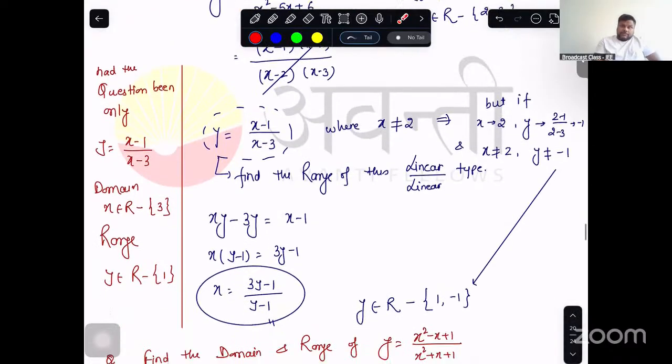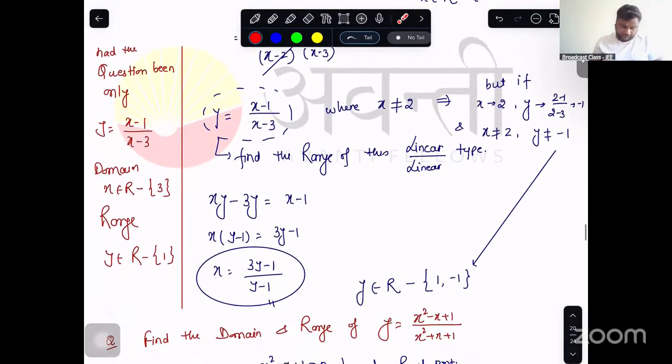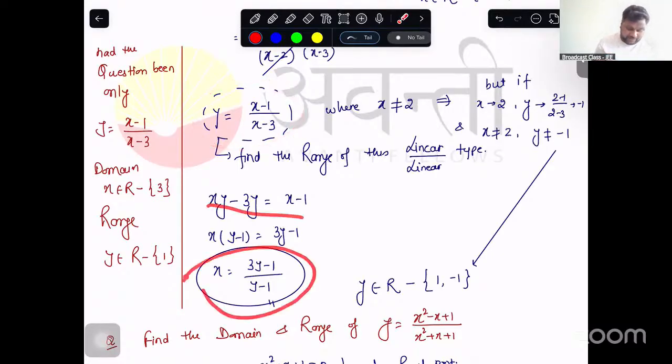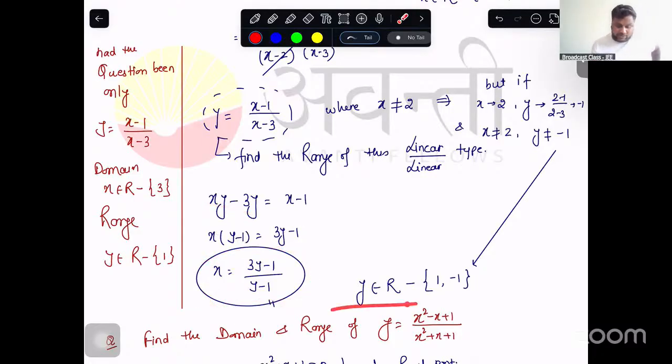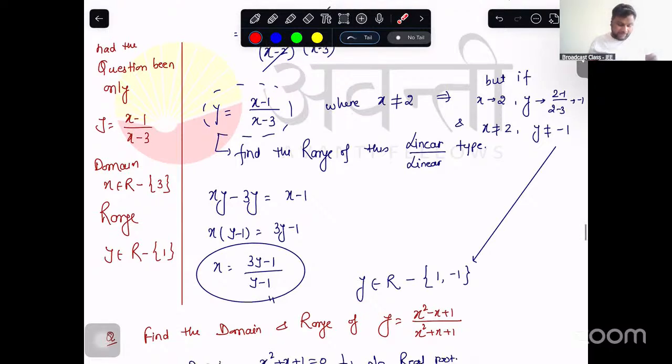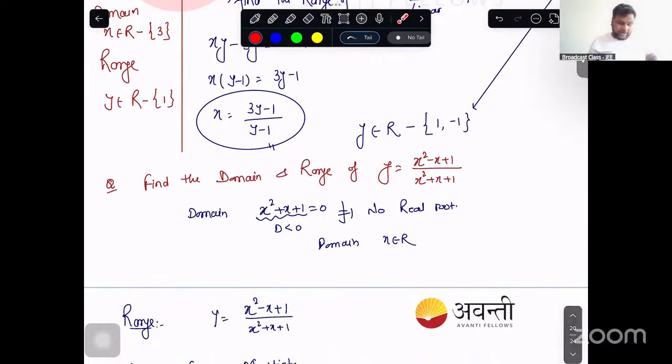Got it? Now, for the remaining question, we do it the way we have been doing it. Cross multiply, write x in terms of y, and you realize y is also not equal to 1. So range became y belongs to R minus {-1, 1}. Got it? Now, find the domain and range of x square minus x plus 1 upon x square plus x plus 1.